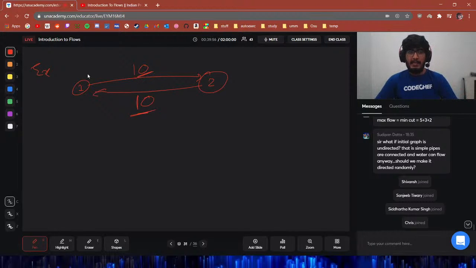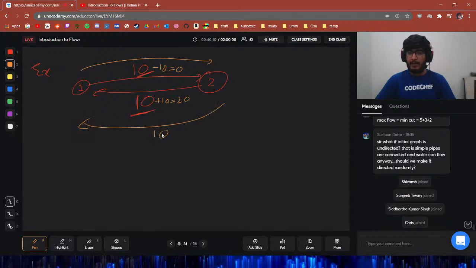What this basically means is I can either go from 1 to 2 with 10 units of flow, right? And it's going to result in this being 0, and this being 20. Or I can go from 2 to 1 with weight 10, right? What is going to happen there? This is going to result in 20 and this is going to result in 0. So I can go in either direction, or also go in between these values.